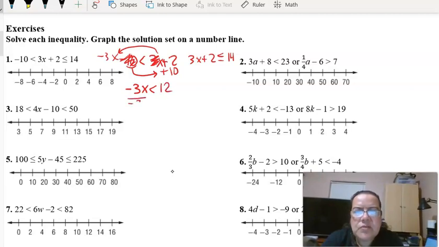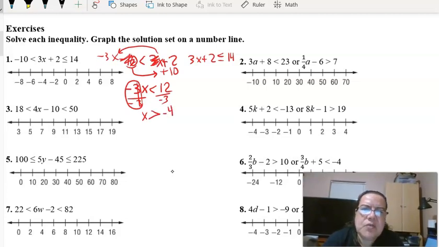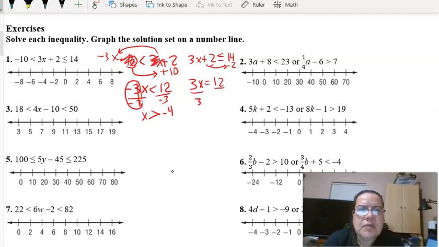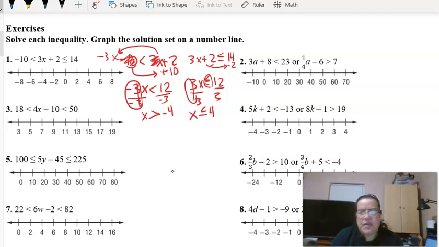So now I need to get that x to be by itself. Oh, there we go. I just divided by a negative. So therefore I flip this sign and here I get a negative 4 because 12 divided by negative 3 is negative 4. Then I work on this side now. This 2 moves over, becomes minus 2. So then I get 3x is less than or equal to 14 minus 2, which is 12. Divide both sides by 3, and I get x less than or equal to 4. Notice how this one didn't flip because I did not divide by a negative there.